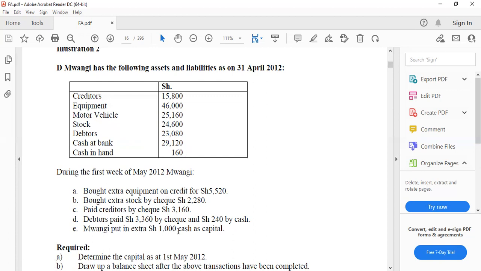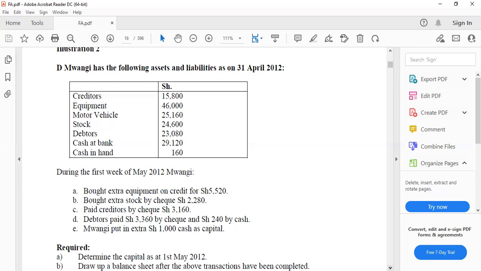Mwangi put in extra 1,000 cash as capital. That means the amount of capital will increase. Capital, we have not come up with capital. We shall come up with capital. Remember, we say that assets are equal to liabilities plus capital. We shall use that equation to get the amount of capital in this case. Therefore, Mwangi paid in extra cash, that means the capital will increase by 1,000 and the cash will also increase by 1,000. Good.